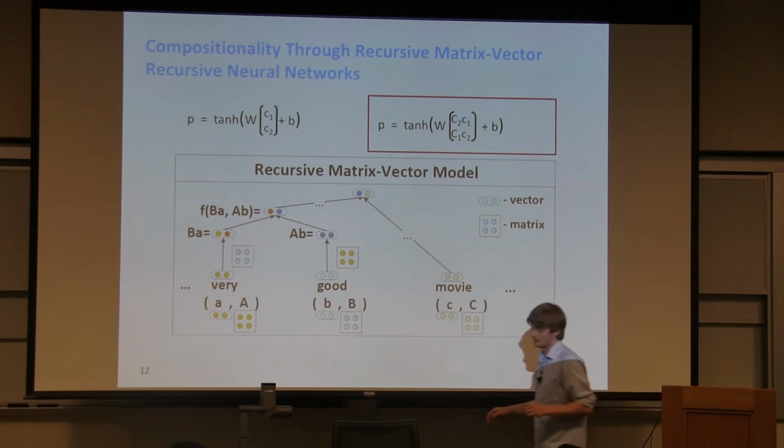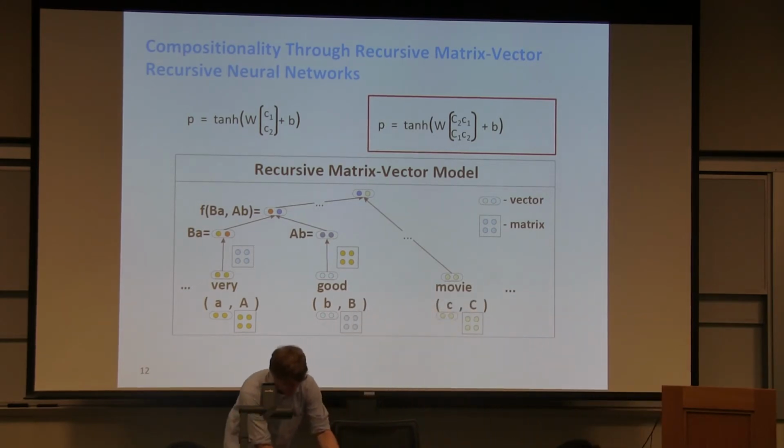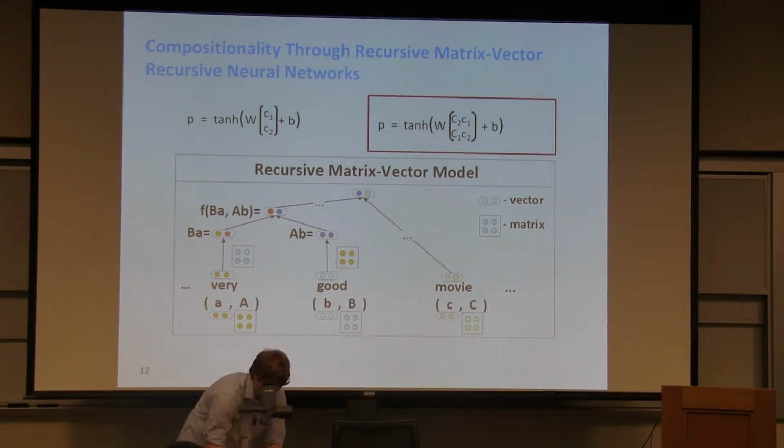So maybe I'll just write it down really quickly. To have fewer parameters, you often describe this as some diagonal matrix plus UV.